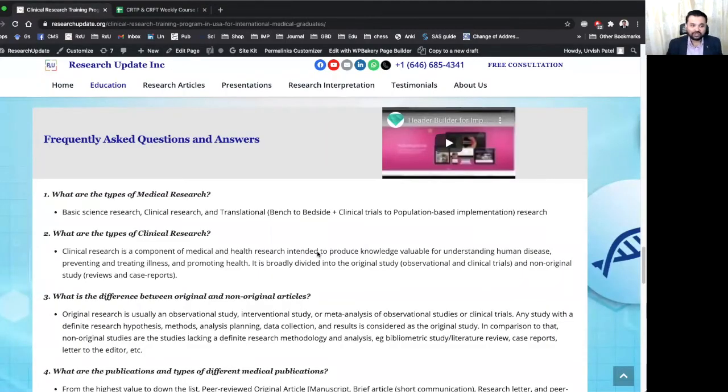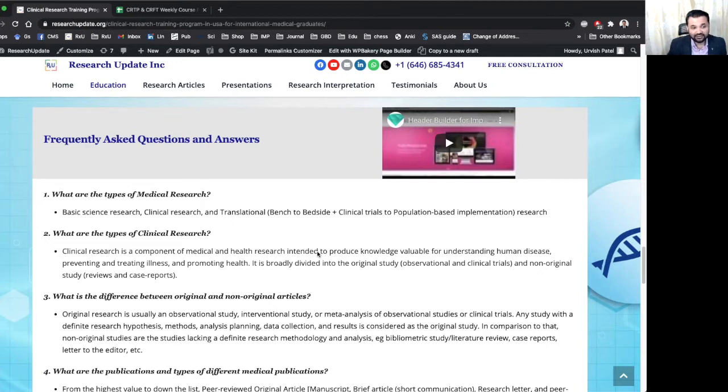So, the most important question we are having is: what is the difference between clinical research and other types of medical research? One of the most important types of research is clinical research. Usually the physicians, from medical student, resident, fellow, and attending, are doing this clinical research in the form of original study, observational study, or clinical trial. But those are the original studies, and non-original studies are writing the reviews and case reports.